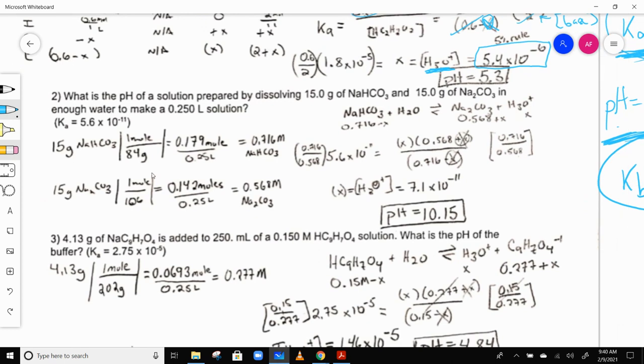So just be aware, even if you have a Ka value and they say it's an acid, the solution might not always be acidic, right? This is a basic solution. Just be aware of that.